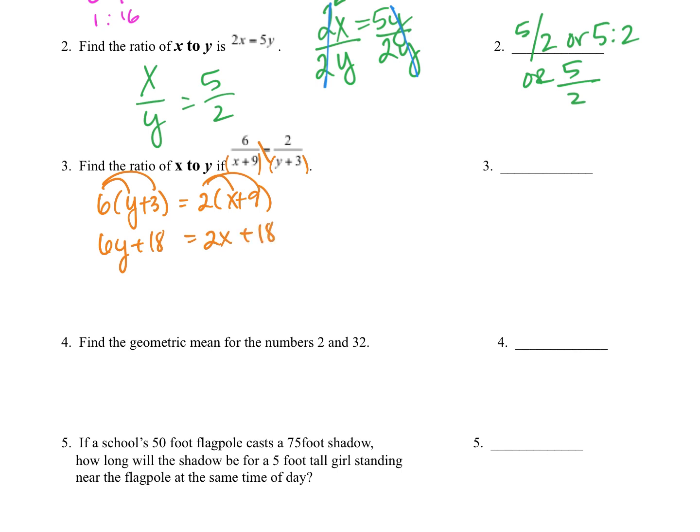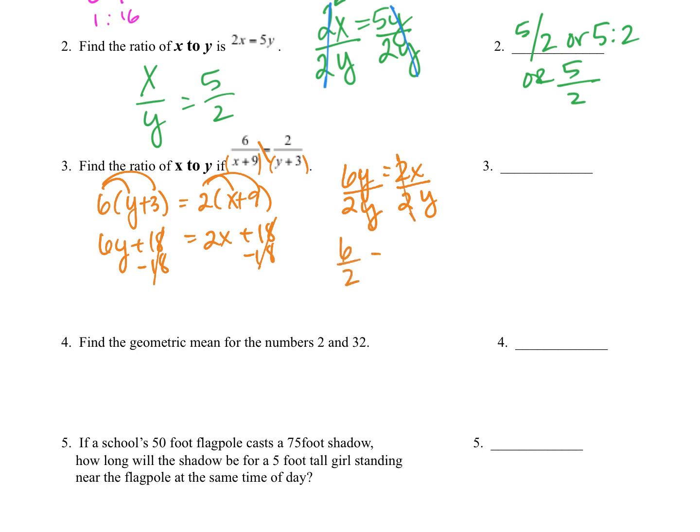Now I'm back to where I started, well, almost. I want x on top, y on the bottom, so I need to get rid of these 18s. So I'm going to subtract 18 from both sides, which cancels those out. So now I get 6y equals 2x. X has to stay in the numerator, so I'm going to divide by y to get y in the denominator, and divide by 2 to get rid of my 2. Cancel, cancel.